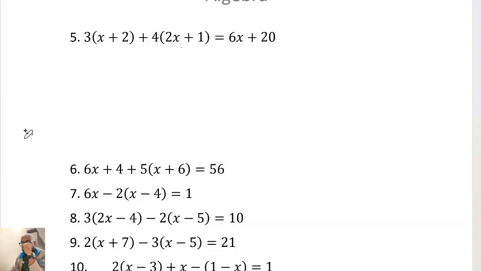What are we doing here so far? What's the first thing we have to do? Get rid of the brackets. So what are you multiplying 3 by? 1x and 2. And then this 4 is going to be multiplied by what? 2x and 1. So give me the next line.